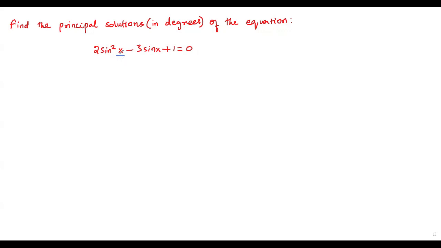Since x is a part of the trigonometric function sine, when I solve for x in this equation, I'll be getting an angle measure as the solution. And also I have to get that angle measure in degrees. And also the question says find the principal solutions. What is meant by principal solutions?